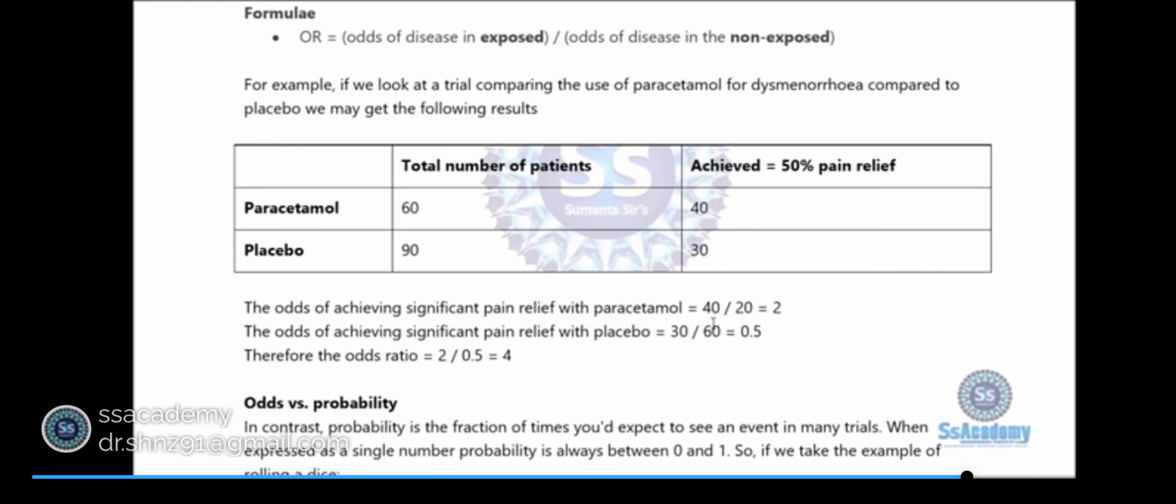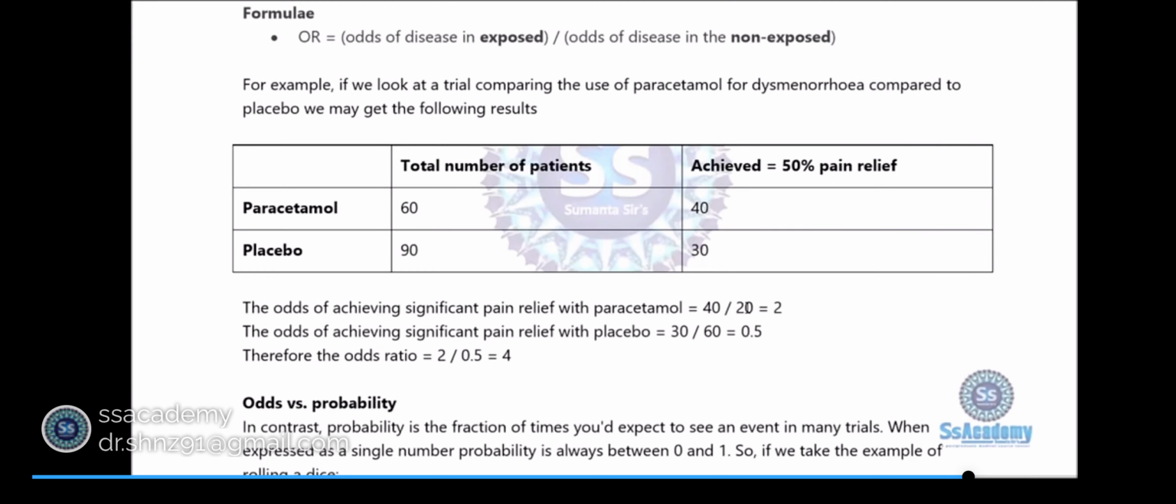odds of disease in the exposed means the 40 divided by the odds of disease in the non-exposed, the 20. The 40 by 20, with placebo 30 by 60, equals 0.5. So therefore the odds ratio will be 2 divided by 0.5, equal to 4.